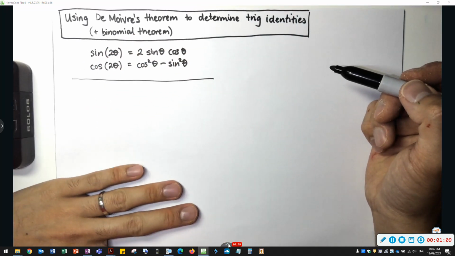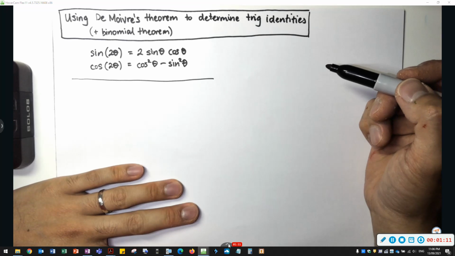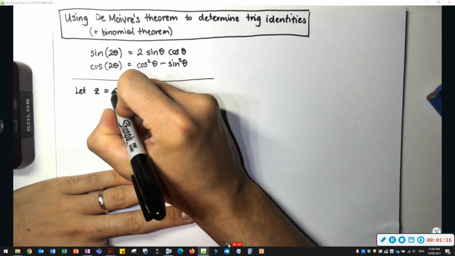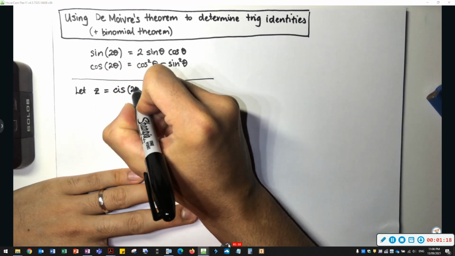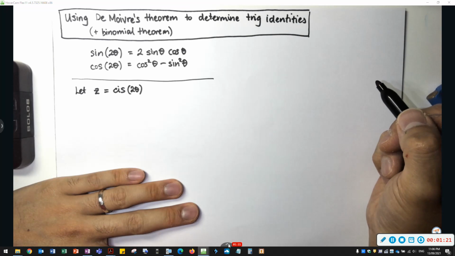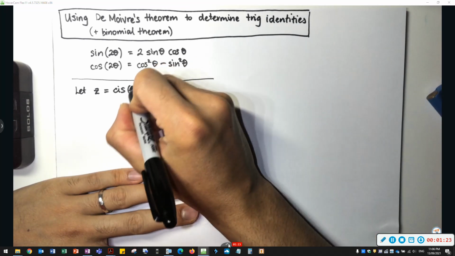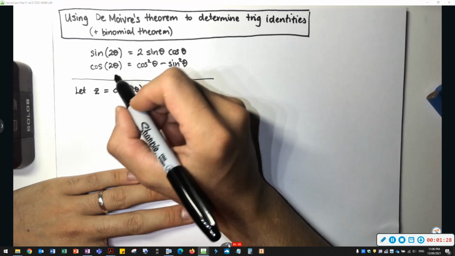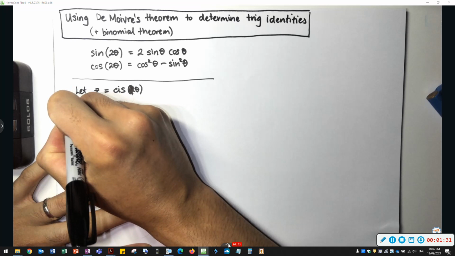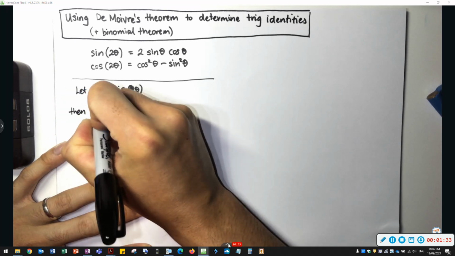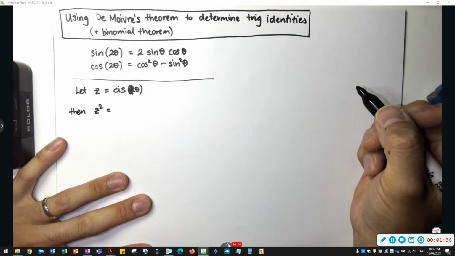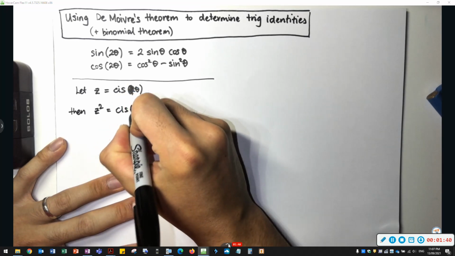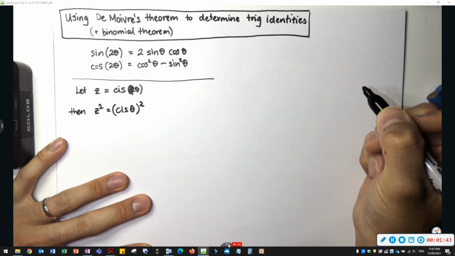We're going to use complex numbers to do this. First up, we're going to let z equal cis theta. And then we're going to now find z squared. So what we're going to do is take this expression and raise it to the power of 2.